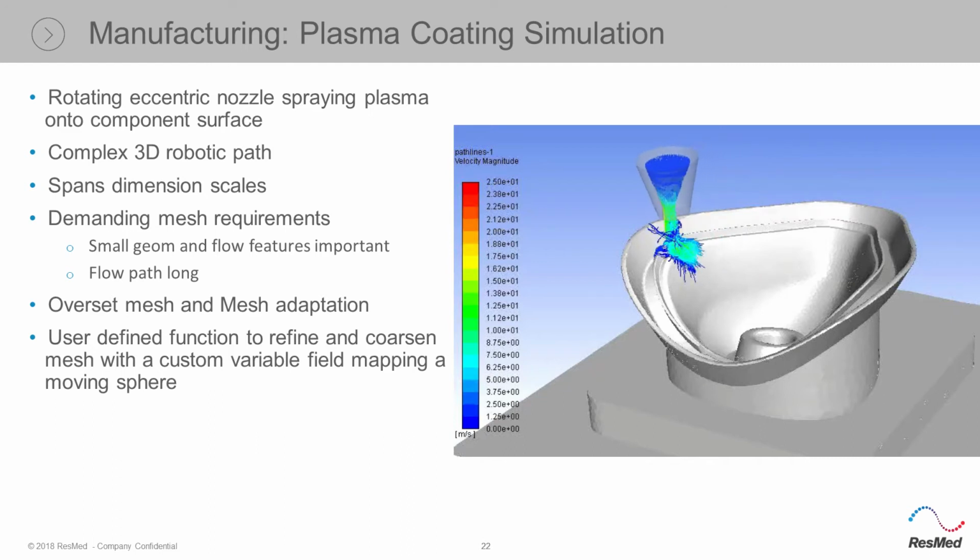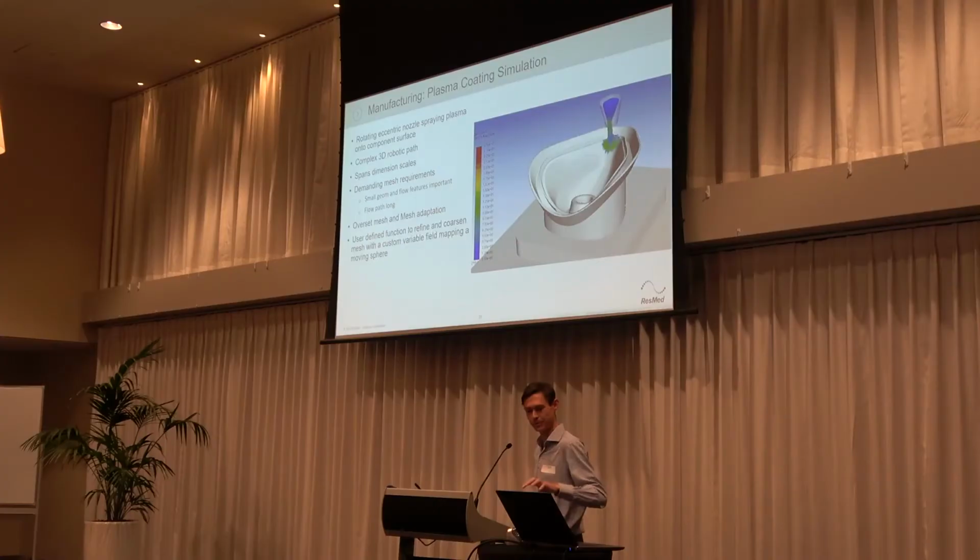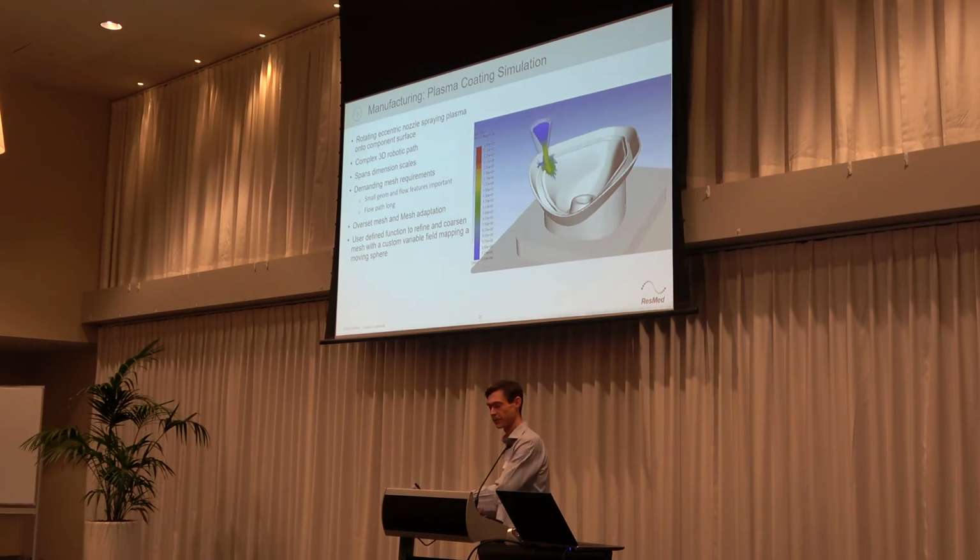We've got very large differences in dimension scales to deal with here. We've got sub-millimeter levels for some of the flow details and geometry details that we needed to get for this jet of plasma to impinge around this mask. And then part of this tool is a mask similar to this. So we're dealing with a dimension scale of probably 100, 150 millimeters if you look at the flow path that we needed to take.